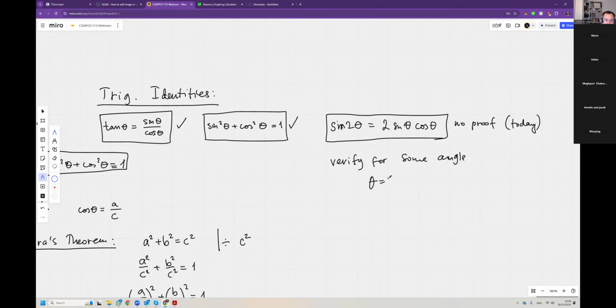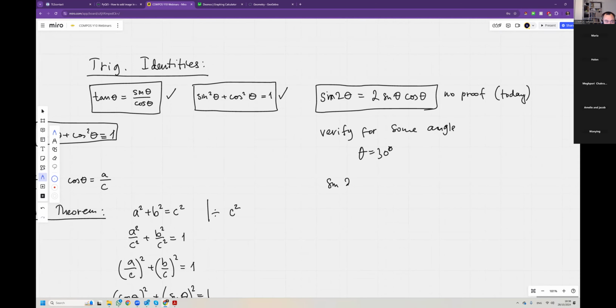Let's say theta is 30 degrees. So sine of 2 times 30 degrees is equal to 2 multiplied by sine 30 multiplied by cos 30. Sine of 60 degrees is equal to 2 multiplied by sine 30. Sine 30 is 1/2, and cosine 30 is square root of 3 over 2, something you will study in the assignment if you haven't already.